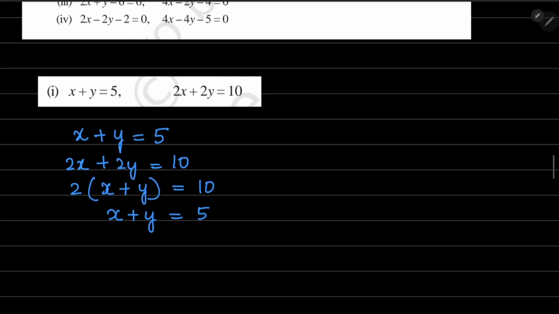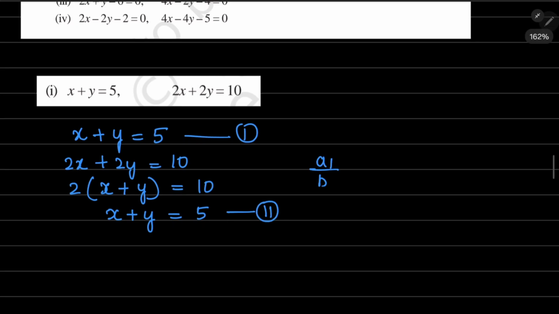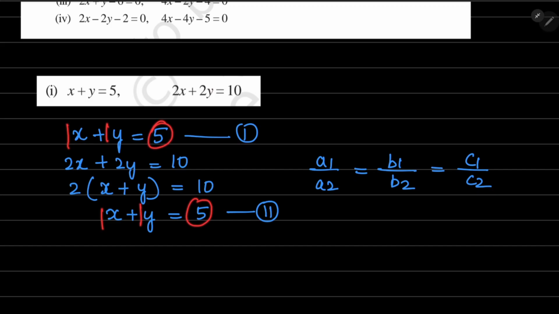Isn't it? So here what do you get? This is your equation 1. This is your second equation. What do you see here? A1 by A2 is equal to B1 by B2 is equal to C1 by C2. It's all the same, isn't it? So A1 is 1, A2 is 1, B1 is 1, B2 is 1, C1 and C2 is 5, 5 each.